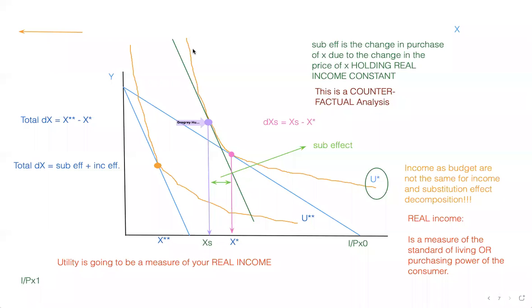Okay, so I'll go ahead and just illustrate it here, right? So that distance there is the income effect. And it's the income effect on the change in the purchases of X. Okay. So that's the basic way that we illustrate the decomposition.